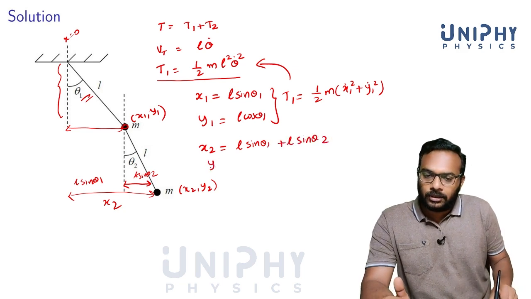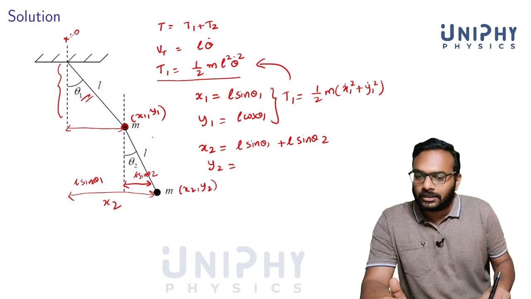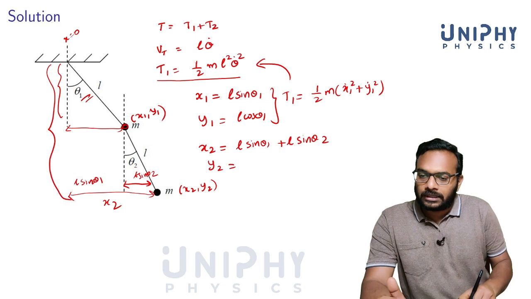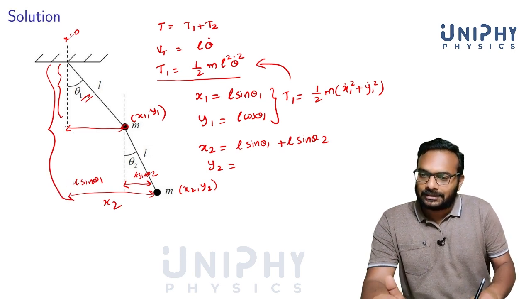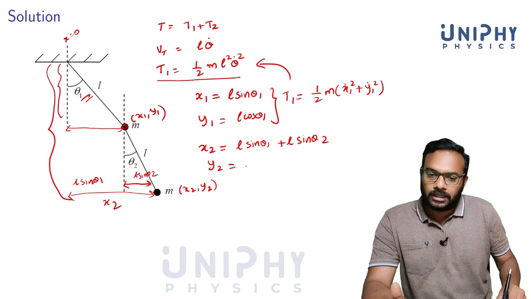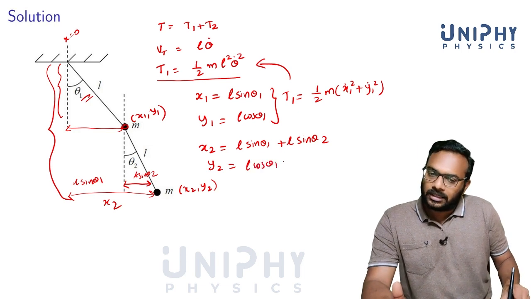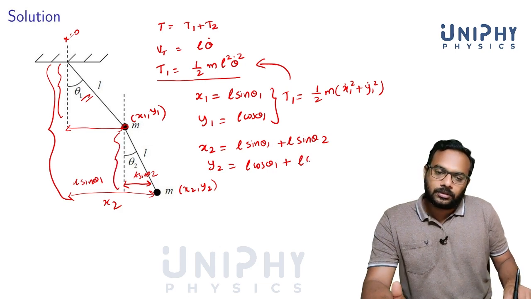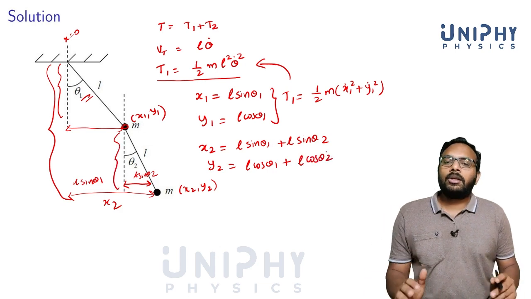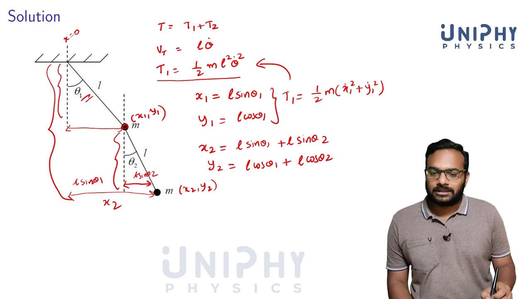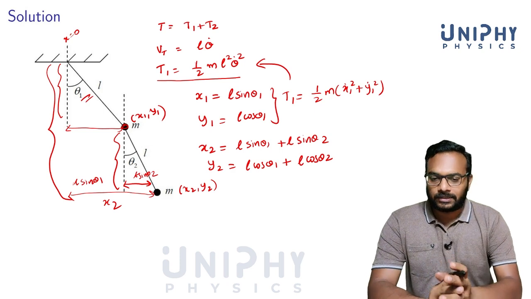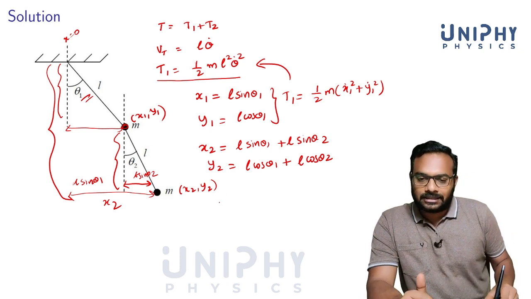Similarly, y2 can be written as, y2 is this length. So it's this length plus this length, and this length we already know is L cos theta 1. So this is L cos theta 1 plus, and what's this length? That is L cos theta 2. Now we have fixed the generalized coordinates and written down the transformation equations. Now it's just a matter of calculation.